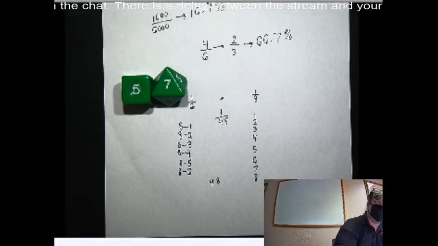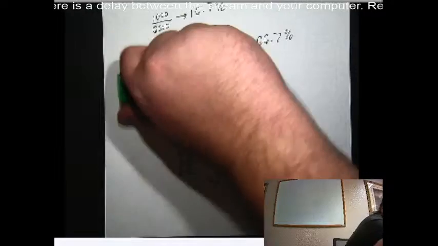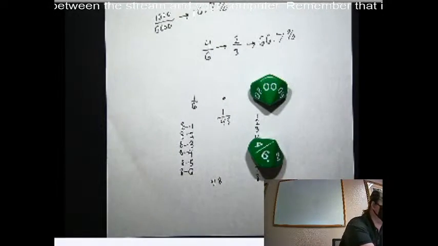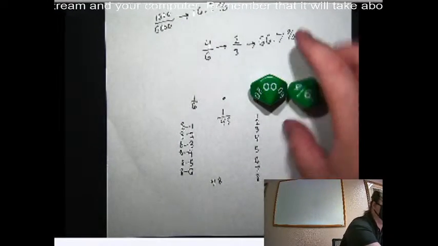So maybe I have a die like this. These are called percentile die.